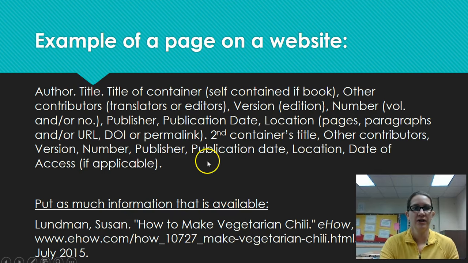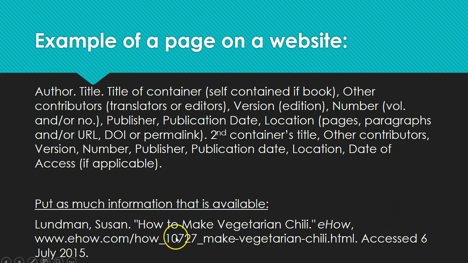Okay, so here we go. This is what it's going to kind of look like. You put the author, then the title of the container, if it's a self-contained, if it's a book. And this is new, the container thing, so I got to figure that out. But down here at the bottom, this is an example of what we're going to be doing. So we'll have an author, we're going to have a title, we're going to have the name of the website, and then we'll have to copy the URL and the date we accessed it. Okay, and it's important to look at the format of the date.